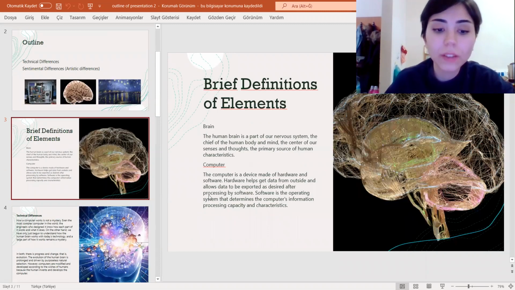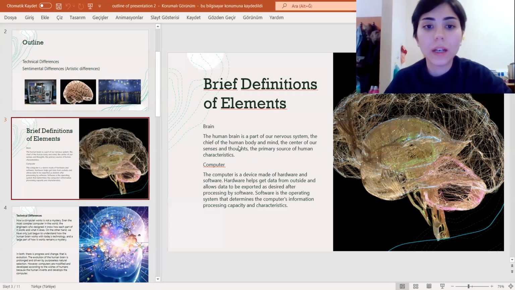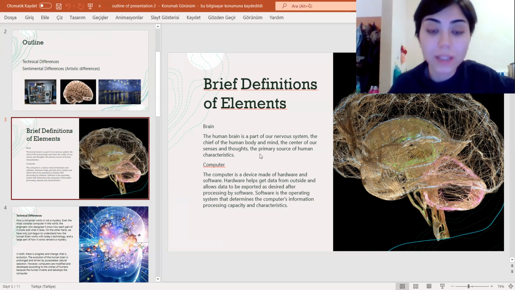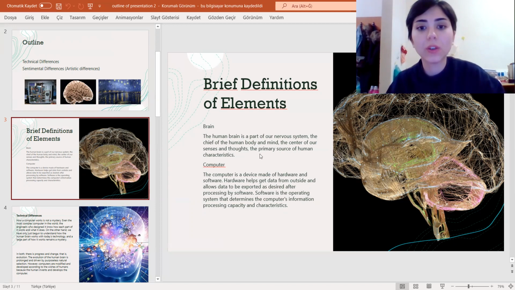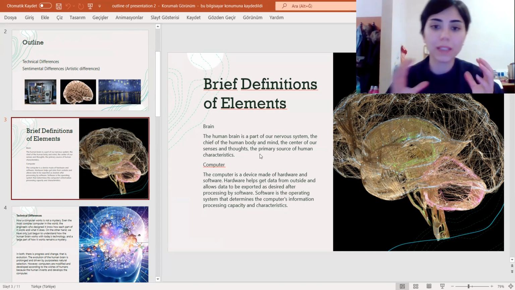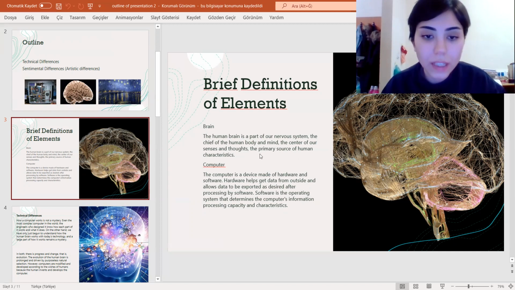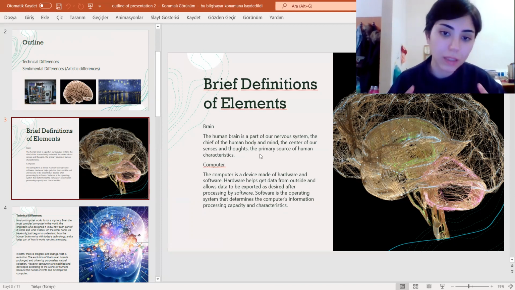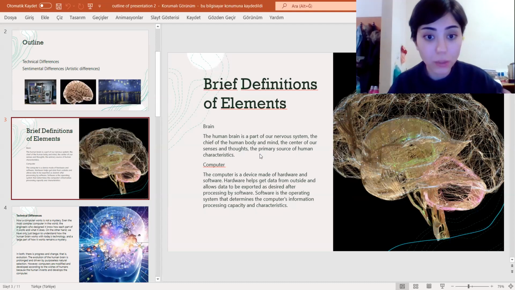To compare brain and computer, I have to define these two objects briefly. The human brain is a part of our nervous system, the chief of the human body and mind, the center of our senses and thoughts, and the primary source of human characteristics. The computer is a device made of hardware and software. Hardware helps get data from outside and allows data to be exported as desired after processing by software. Software is the operating system that determines the computer's information processing capacity and characteristics.